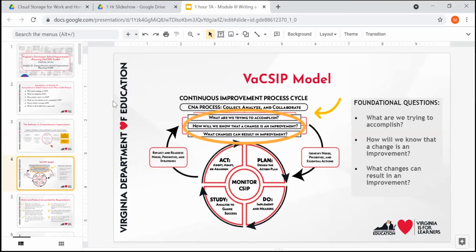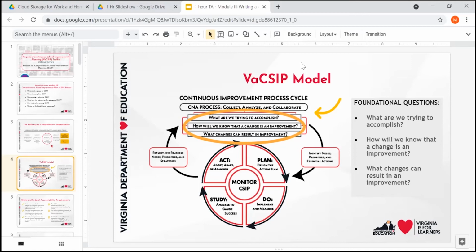And this all is based around our VA CSIP model, the Plan, Do, Study, Act model. And we want you to focus on constructing a plan that identifies needs and priorities and essential actions. Also, if you notice in the diagram on your screen, there are these arrows, this continuous circle. So when you have a plan, you don't just say, this is what we're going to do, we're not going to deviate.